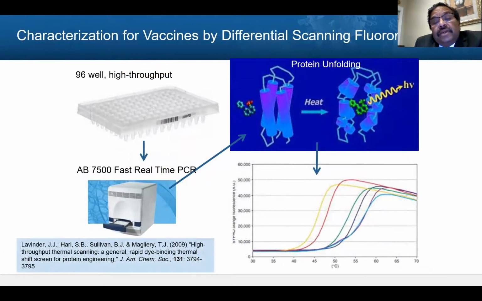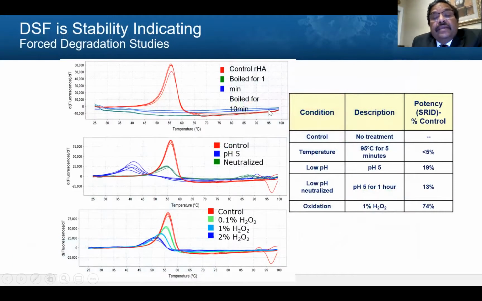Another way to study thermal stability is differential scanning fluorimetry. What we have done is develop a 96-well format where different concentrations of the protein are put together, mixed with a fluorescent dye, and then heated in a fast real-time PCR machine. As the protein unfolds, the fluorescent dye interacts with the hydrophobic patches and gives rise to fluorescence. We have used this technique for forced degradation studies.